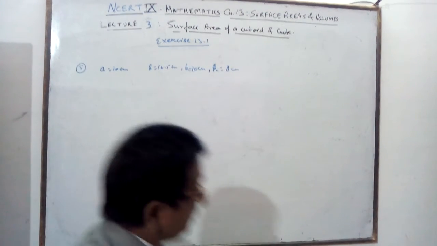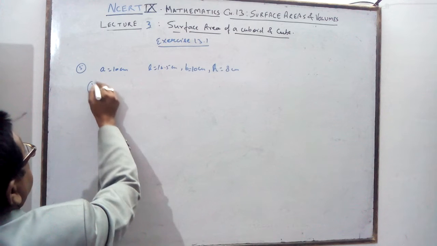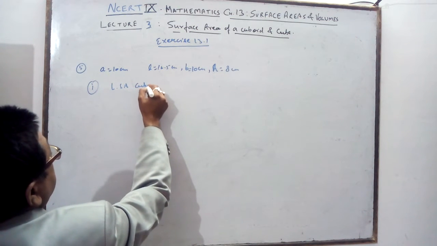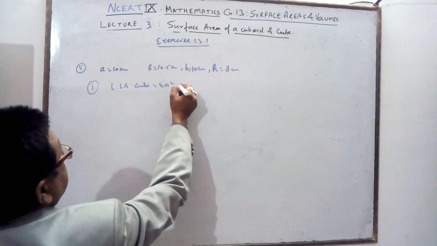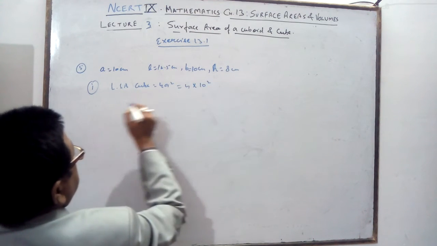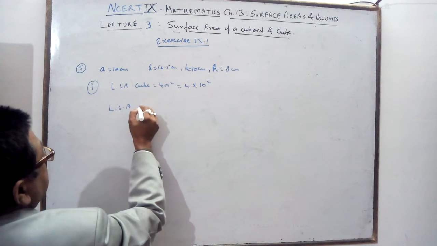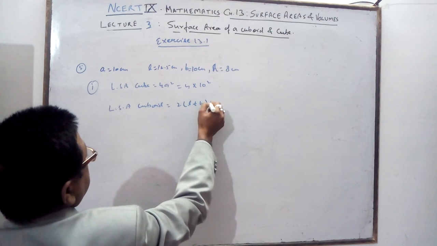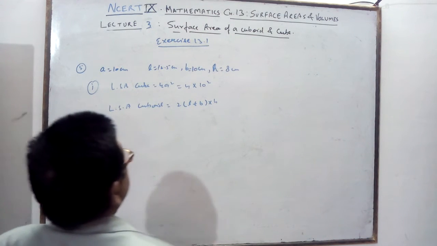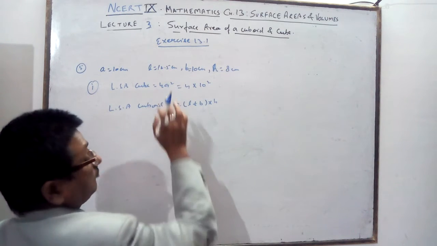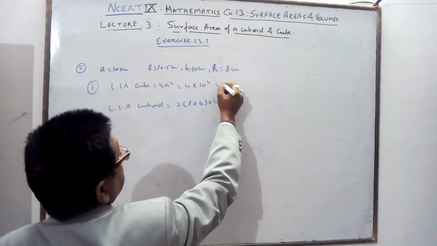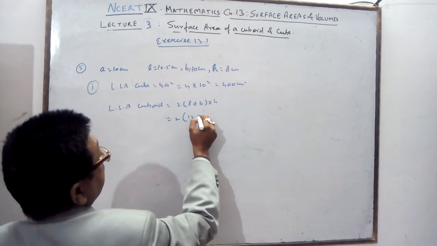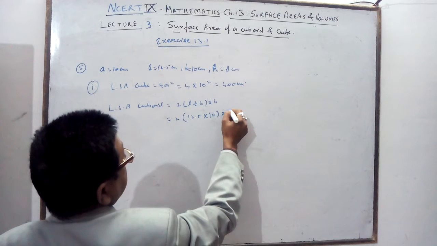First part: which has the greater lateral surface area? Lateral surface area of the cube is 4a square, that is 4 into 10 square. Lateral surface area of the cuboid is 2(L plus B) into H. It is called lateral surface area. 4 walls, 4a square, 10 10 100, 400 centimeter square. 2(L plus B), 2 into 12.5 plus 10, into 8.